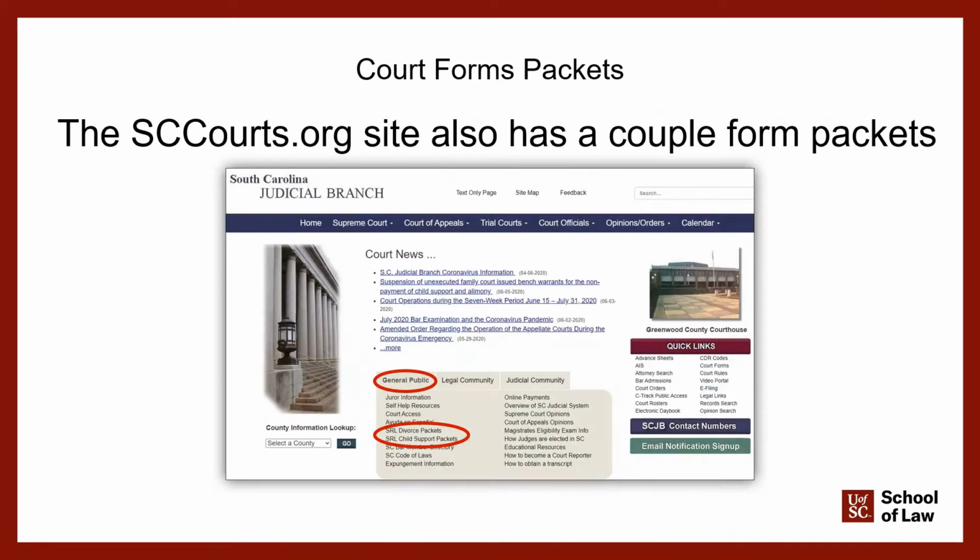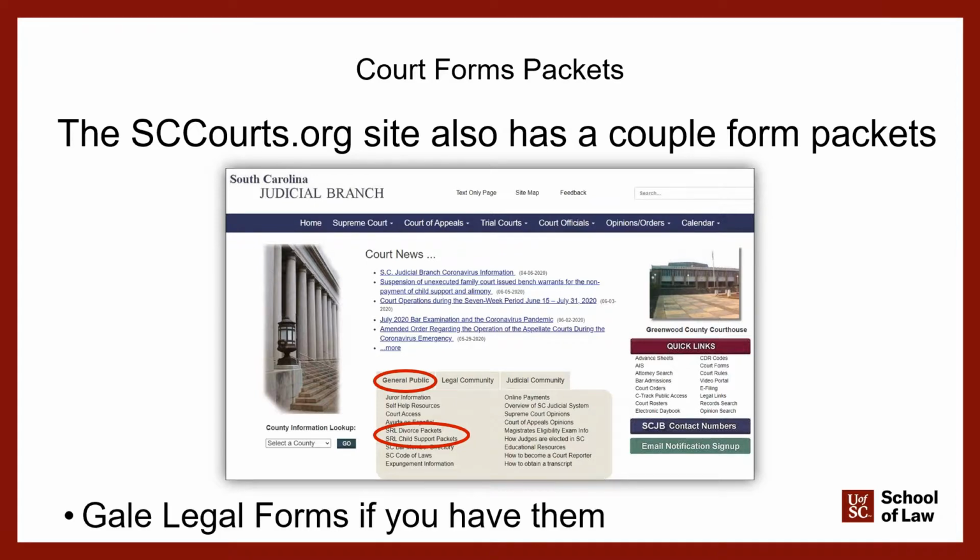The court does have some form packets. They're usually on the top page, mostly for high volume family stuff like divorce or child support. And these are a bunch of forms sort of bundled together. If you've got those matters, it's pretty easy for the patron to go to this page, see those packets, and pull the packet.